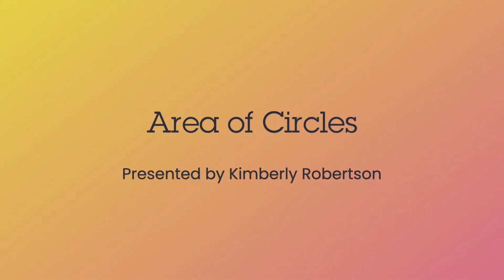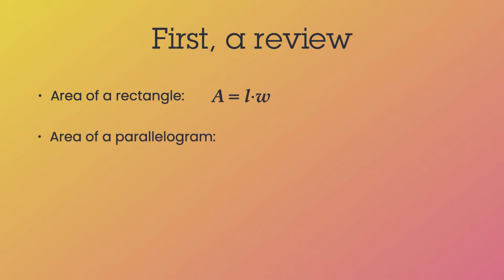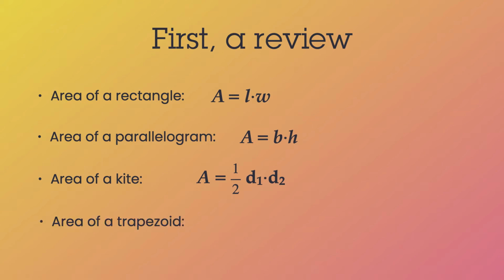Welcome! Today we're talking about how to find the area of a circle. First, let's review the area formulas that we've talked about so far in this playlist. Area of a rectangle is length times width. To find the area of a parallelogram, you multiply base times height. To find the area of a kite, you find 1/2 of the product of the two diagonals. And to find the area of a trapezoid, you take the sum of the two bases, multiplied by the height, and then divide that by 2.